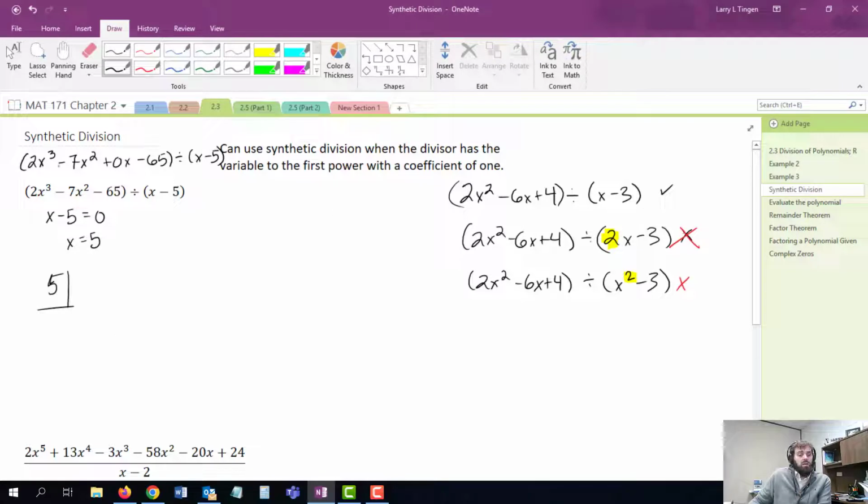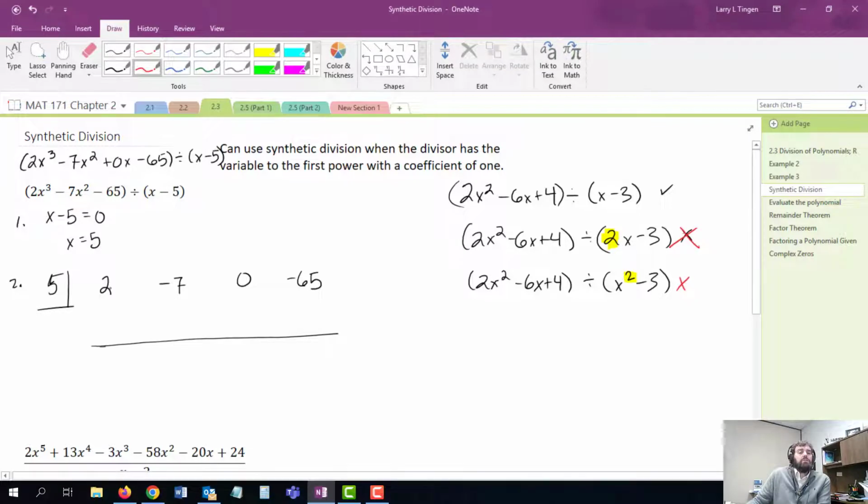So I'm going to take all of those coefficients and write them off to the right of the box where I got the 5. So first coefficient is a 2. Next coefficient is negative 7. Next coefficient is 0. And then the last is negative 65. All right. So I've set up the problem using synthetic division. This is the second part.